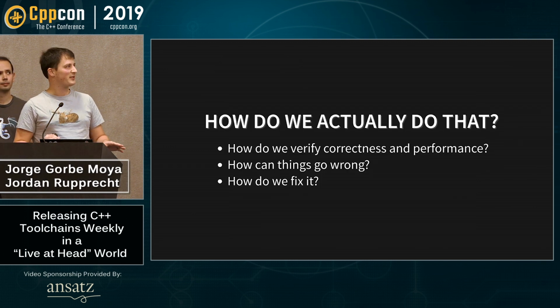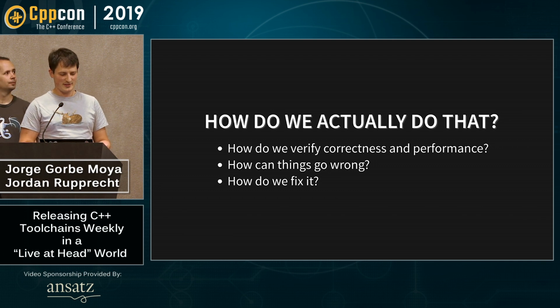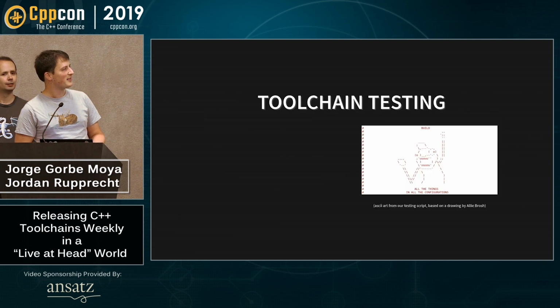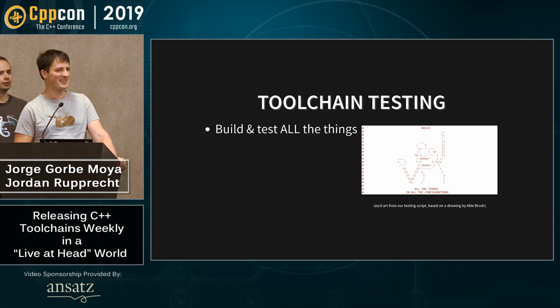So I went through that really quickly and left in a few giant question marks, like how do we make sure nothing breaks, right? Very important questions. So I'm going to share with you a super confidential screenshot of our release testing script. And credit to Allie Brosh for the "all the things" character from this old comic. So what do we do? Build and test all the things.